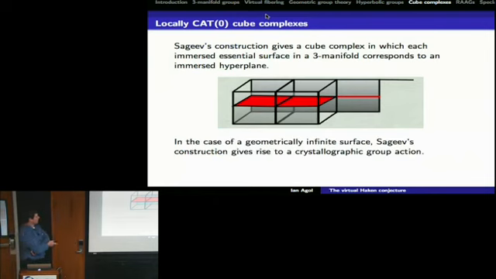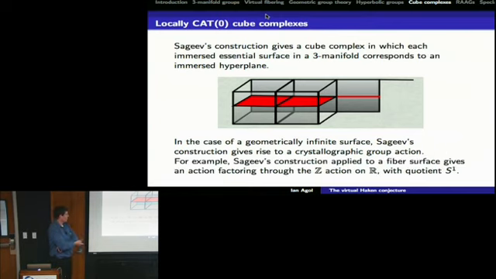In the case of a geometrically infinite surface, for example, Sageev's construction will give rise to a crystallographic group. So if you have a three-manifold that fibers over a circle, then what Sageev's construction gives you is just the action on Z. Z is a CAT(0) cube complex, just tessellated by squares. And Sageev's construction would just give you an action on R factoring through Z.